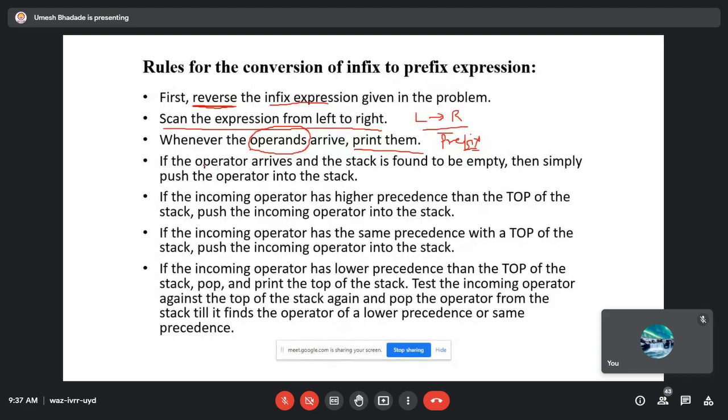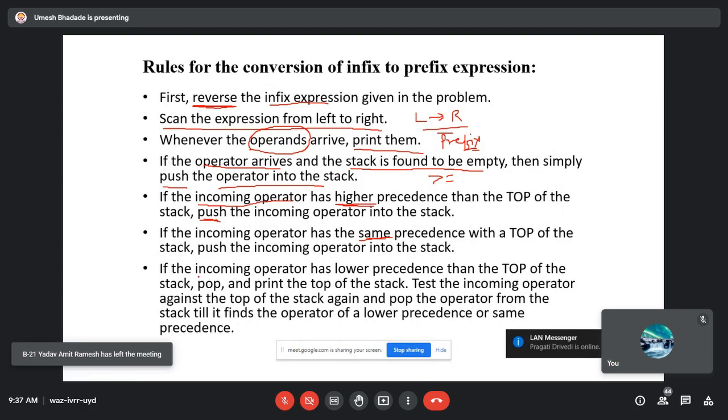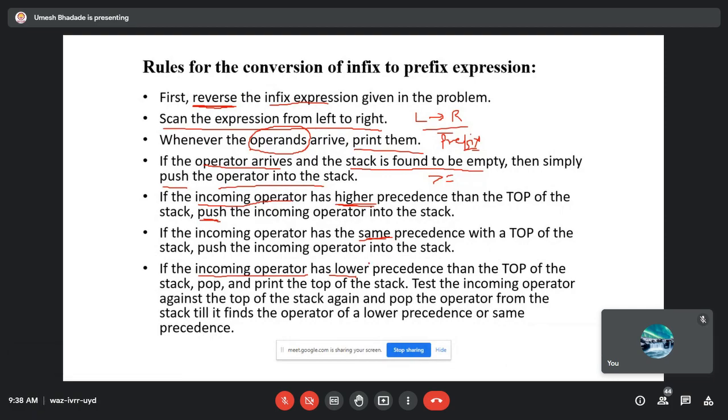And if an operator arrives, at first the stack will be empty, so you simply push the operator onto the stack. But if the incoming operator has higher precedence than the top of the stack, then we will push. Even if it is the same, then also we will push. In both cases, if it is greater than or equal to, we push. But if the incoming operator has lower precedence, then we will pop the operator from the top of the stack, right?